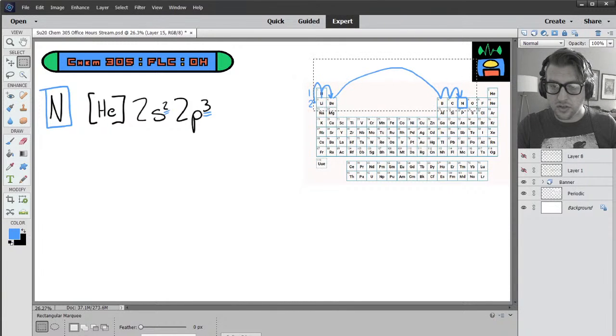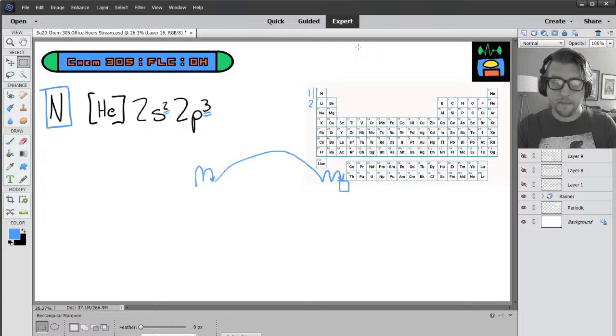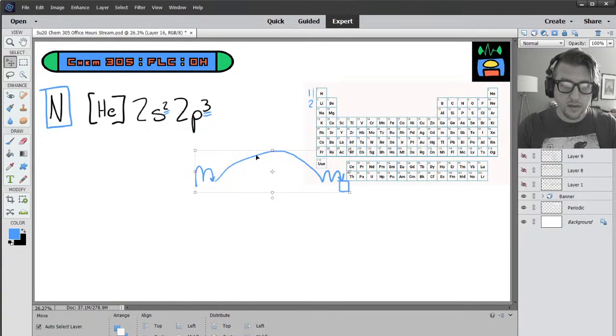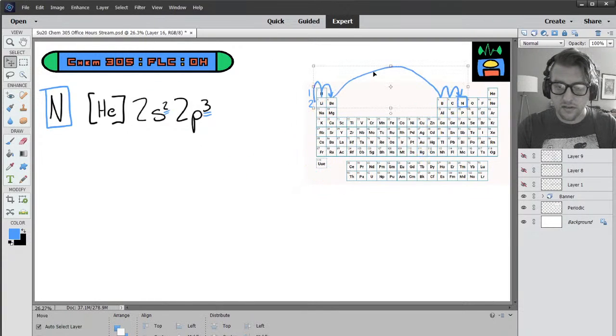And if you know the electron configuration, oops, hang on one second. I'm just fixing my layers here.